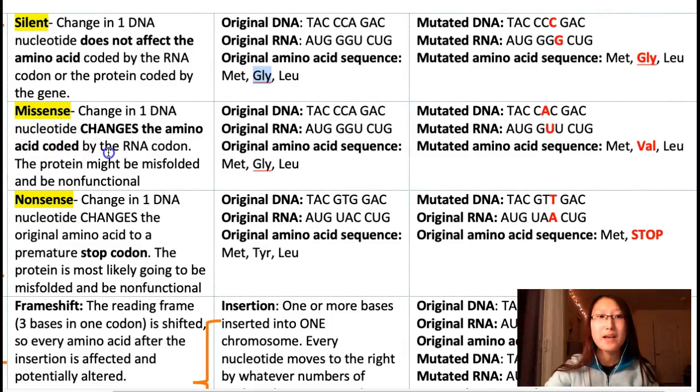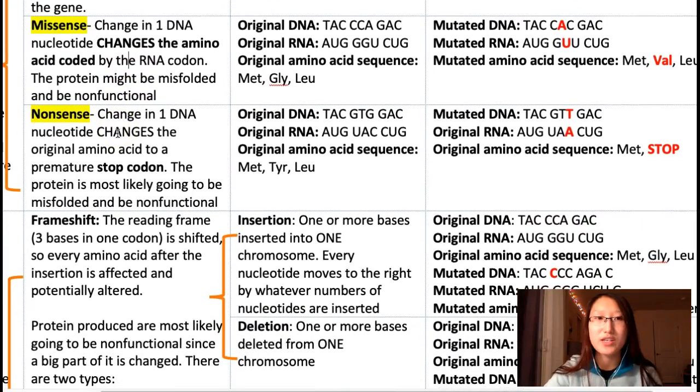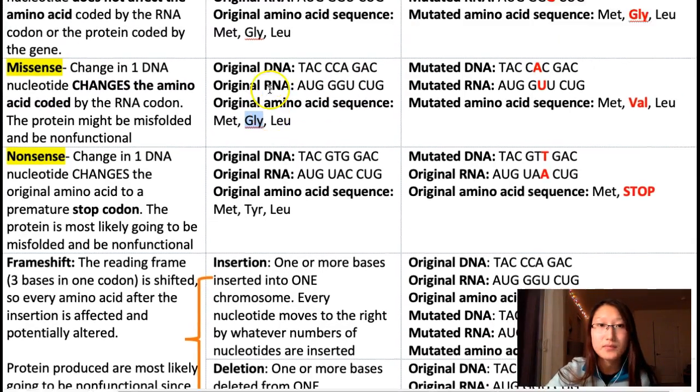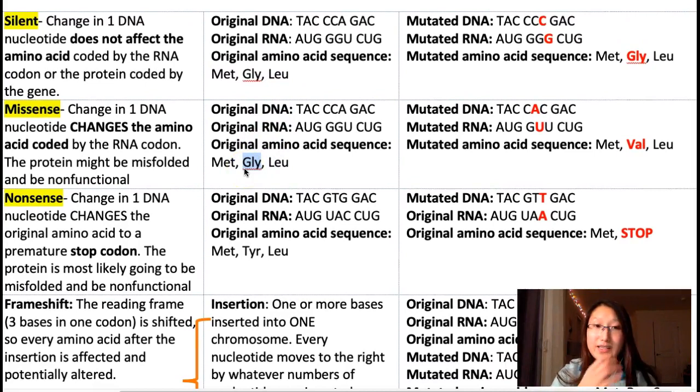Okay? The next one is called a missense mutation. A missense mutation does change the amino acid to another amino acid. So we're not taking out an amino acid, we're not putting in an extra amino acid, we're changing it. If you look at this example right here, we started with glycine. That's the original amino acid before the mutation, but after the mutation, we got a valine as a result of changing the C to A, which causes the RNA to change from GGU to GUU. A codon is 3 bases of RNA sequence that the ribosome reads.